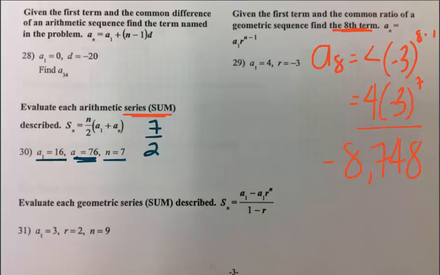So I have 7 divided by 2 times the first term plus the last term. And one thing maybe I would do before you type it into your calculator is to fix that fraction up front. 7 divided by 2 is 3.5.